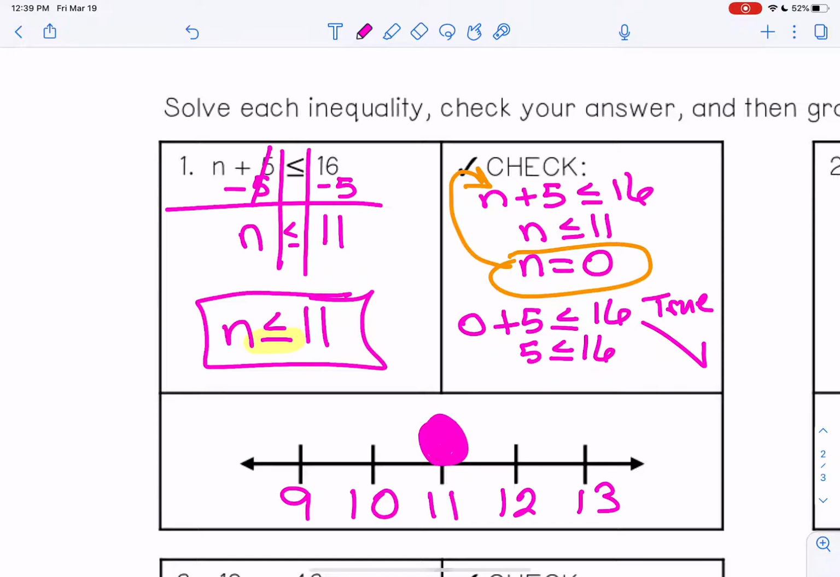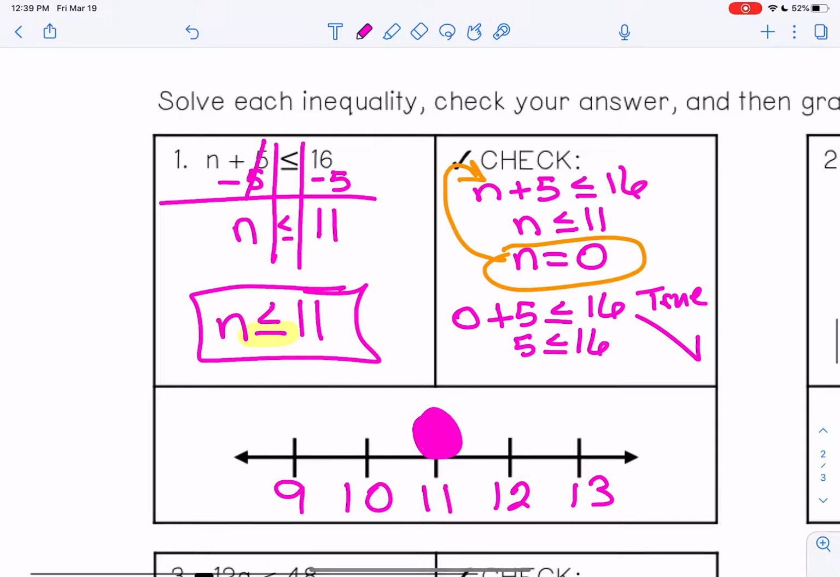And then last but not least, is n bigger or smaller than 11? Well, if I draw in my Pac-Man, you will notice Pac-Man is eating the 11. That means n is smaller, and my arrow is going to go in the direction of all the numbers smaller than 11. Okay, let's try another one.